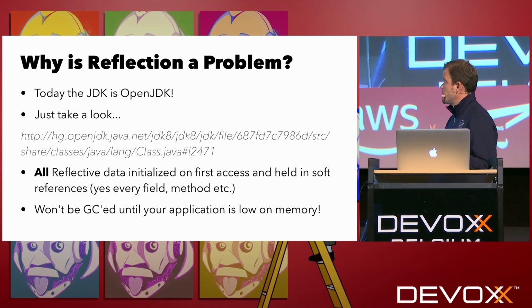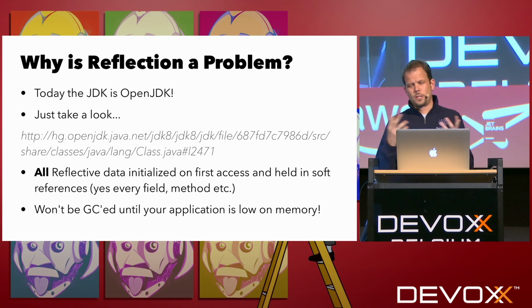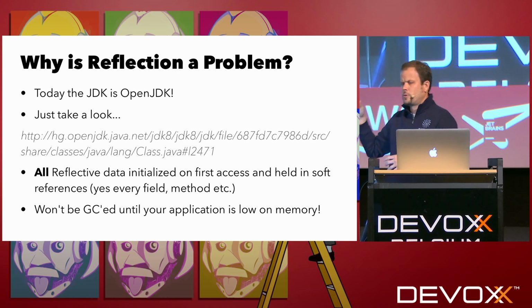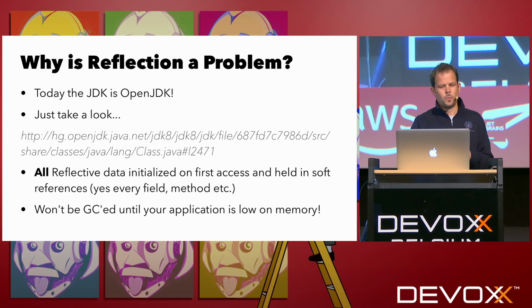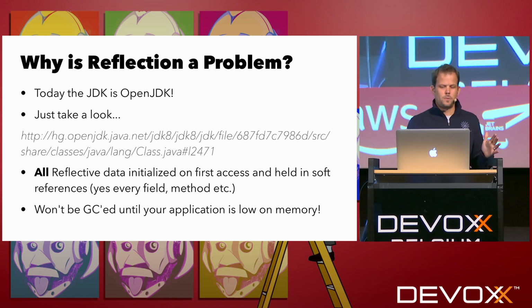Why does it lead to higher memory consumption? Well, why is reflection a problem? Luckily, that's not a difficult thing to identify. You can have a look at why. This is referencing the JDK 8 class, but it's the same in any version of Java. The actual functionality is the same. As soon as you access anything reflectively in Java on a class, whether it be a field, a method, or a constructor, it doesn't matter, as soon as you access one item reflectively, it initializes all of the reflective data for that class.